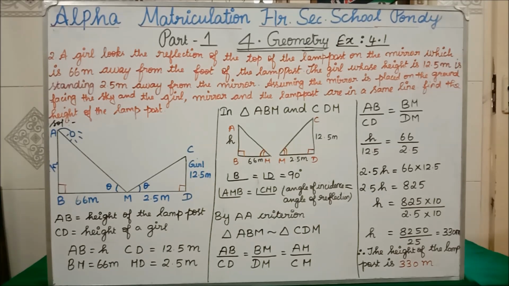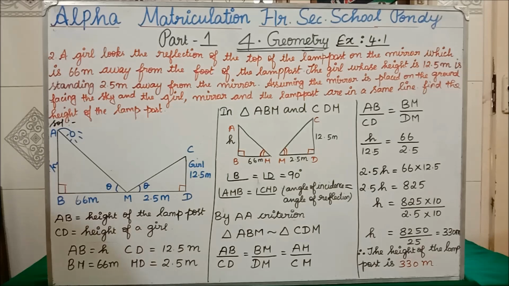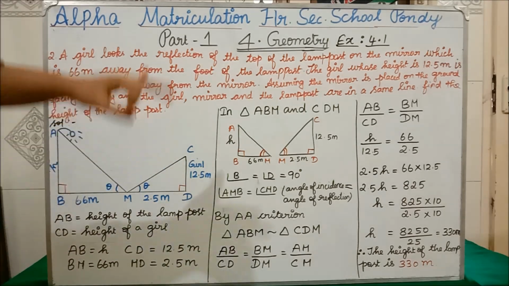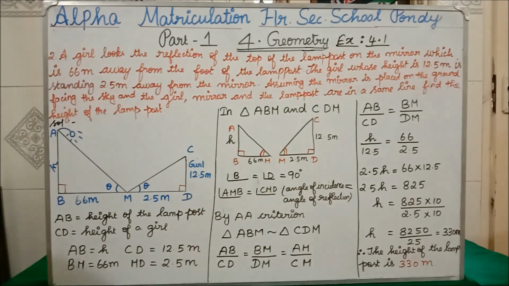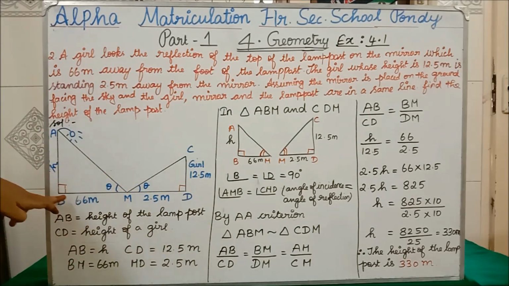After understanding the question, you yourself have to draw the diagram. The diagram will not be given in your book. See, I have considered this is the lamp post, this is the mirror M and this is the girl. The girl, mirror and the lamp post should be in the same line. The girl is here, the mirror is here, the lamp post here. Everything is in the same line.